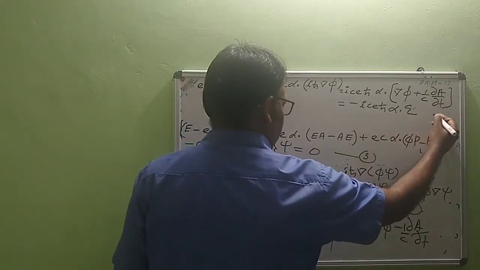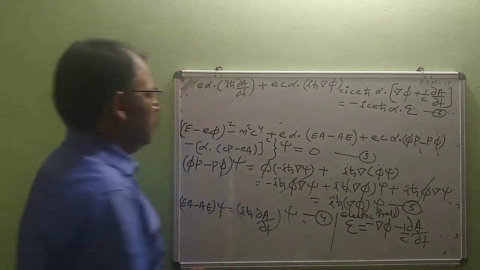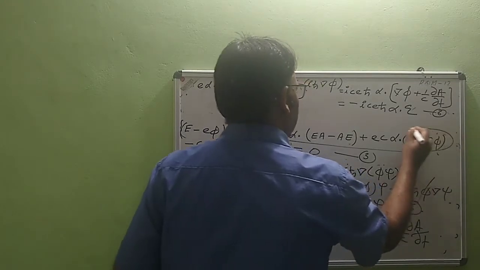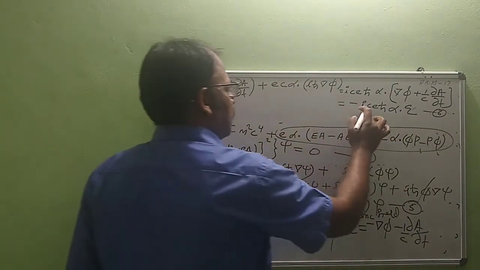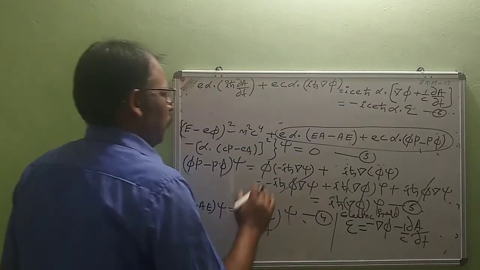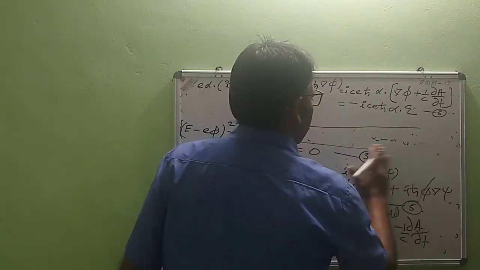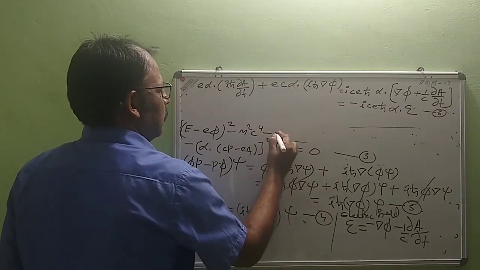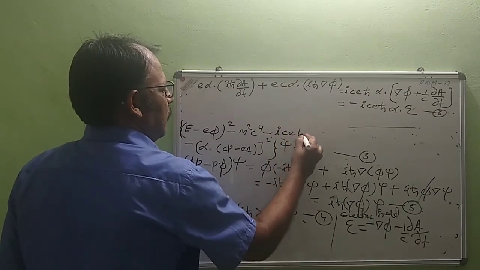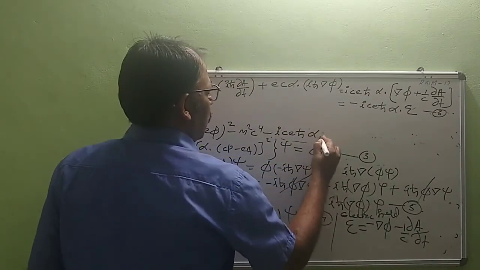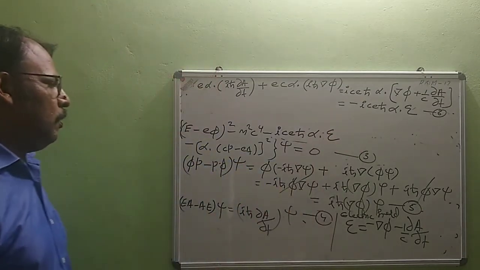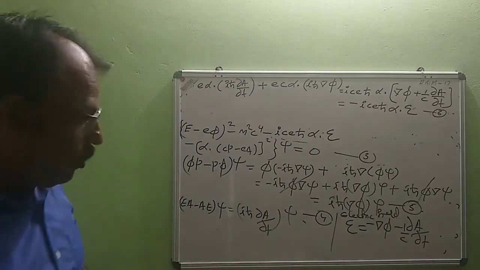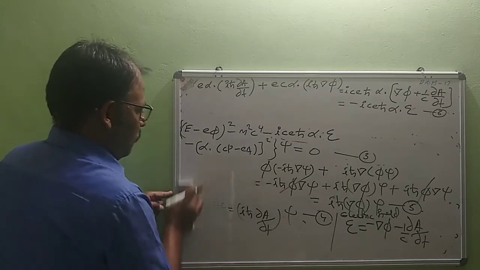So this one I am taking as equation number 6. In equation 3, instead of these two terms, we can write minus ICEH bar alpha dot E. So these two terms I am replacing with minus ICEH bar alpha dot E. Now we have to simplify the last term, alpha dot Cp minus EA the whole square. Now we will do that.